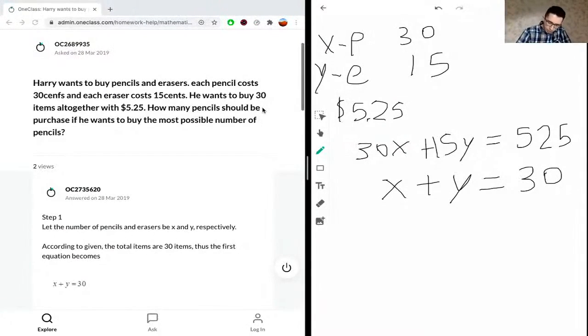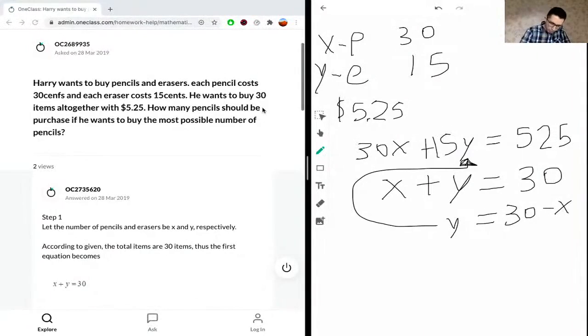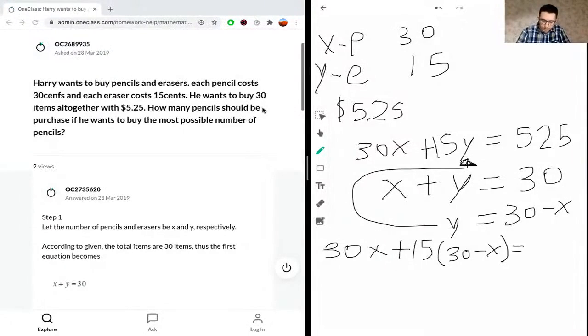So we'll start off, we'll rearrange the second equation. So y is equal to 30 minus x. And we'll substitute this into the first equation. So over here, into y over here. So the first equation will then be 30x plus 15 in brackets 30 minus x. And this will be equivalent to 525.